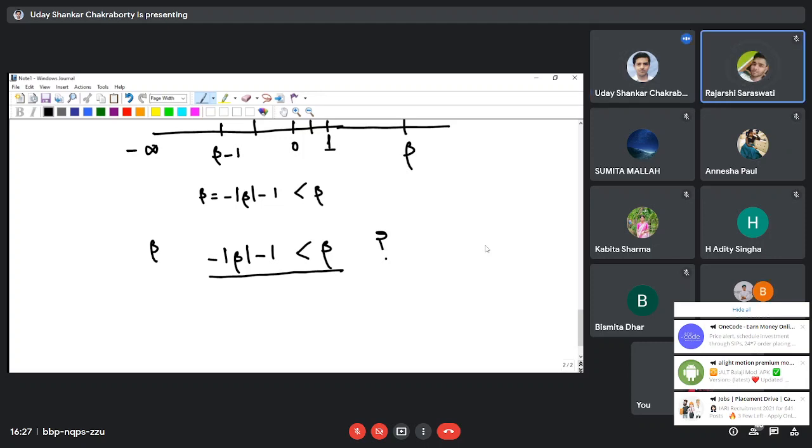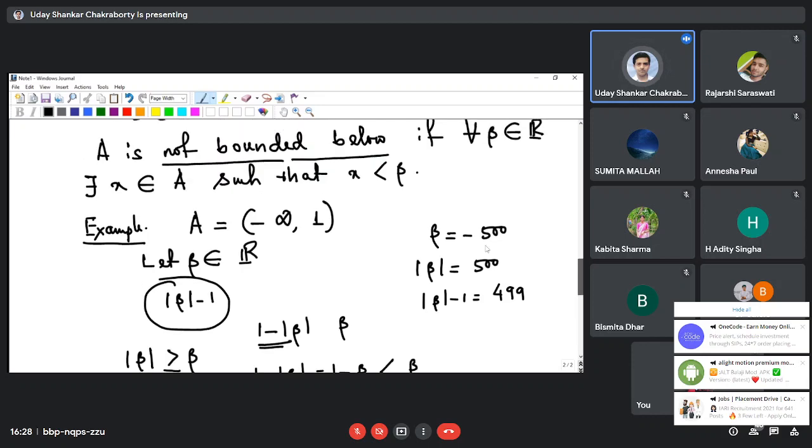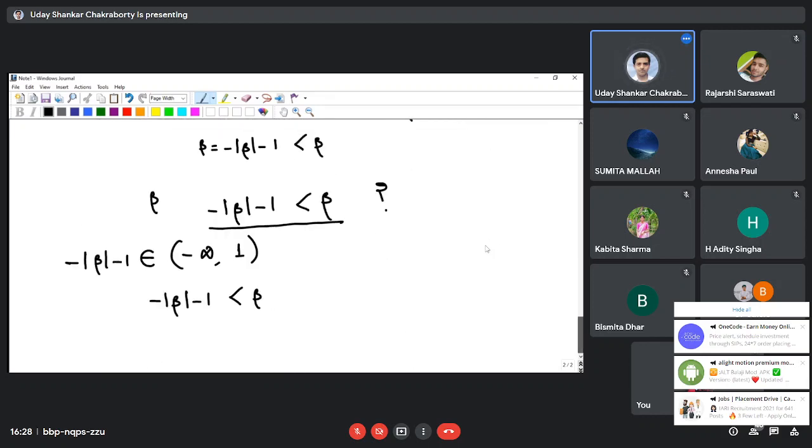Yes, sir. So given any beta, the element minus mod beta minus 1 is definitely inside the set minus infinity to 1, and it is going to be less than beta. Done. So that means no such beta exists which serves as a lower bound. So this set is not bounded below.